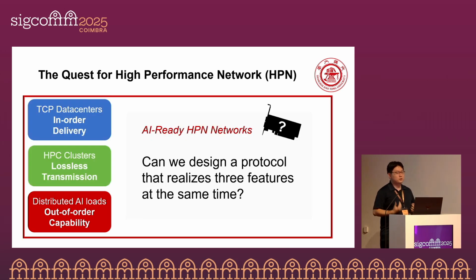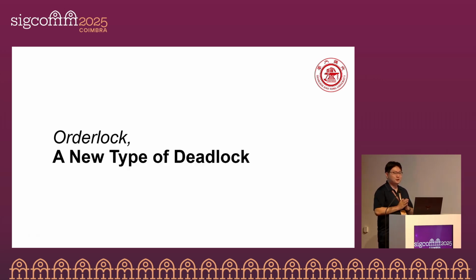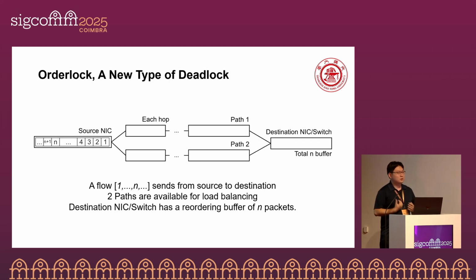The first two requirements gave us RDMA, and we now want to design a new protocol that is capable for AI and all other HPN needs and realizes all three features at the same time. Unfortunately, the answer is no. We discovered that satisfying all three of these requirements simultaneously leads to a new type of deadlock, which we call Orderlock. Let's walk through what Orderlock is.